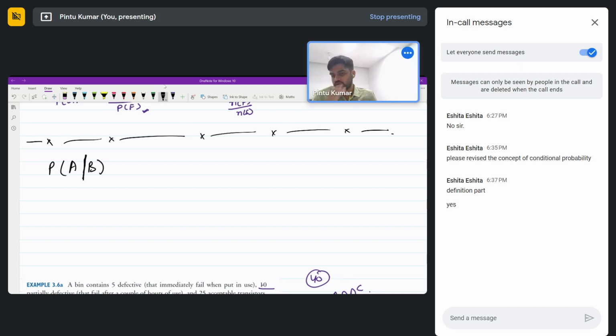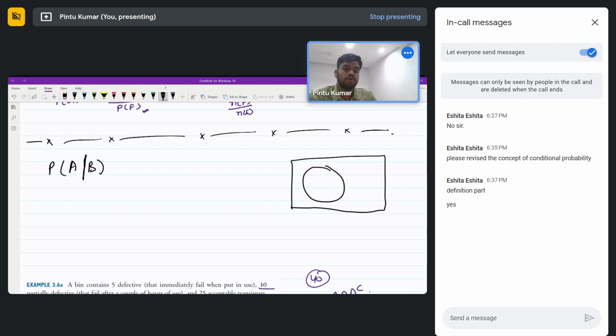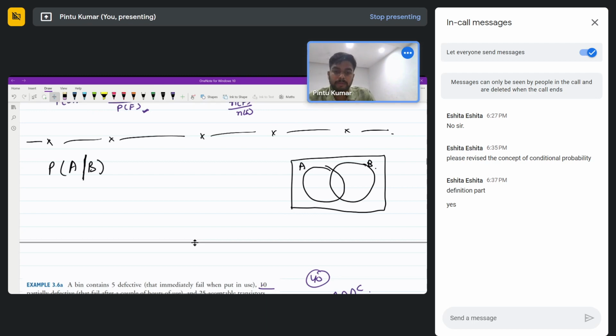Okay. So now the derivation part was not clear to you. That's fine. Let's say you have two events. This is A, this is B. So what is the probability of A given B? We have to calculate it, right?